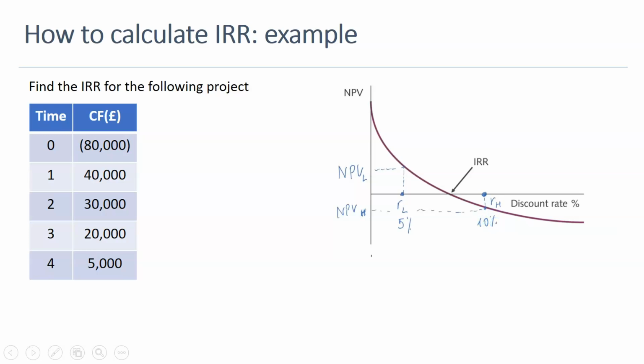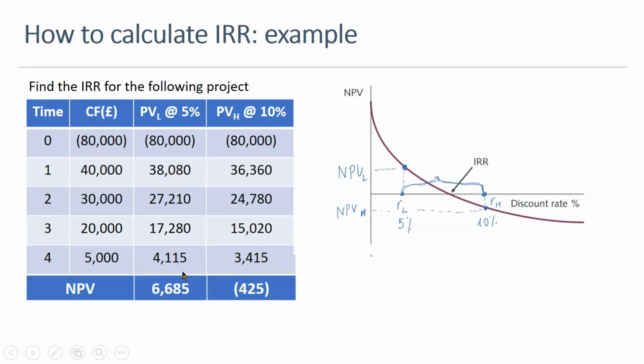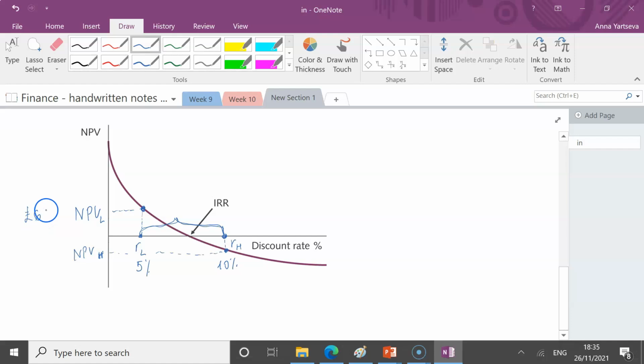Ideally, we need to select discount rates in such a way that at the low discount rate, net present value is positive, and at the high discount rate, it is negative, because we're trying to identify this intersection. We're trying to find the area where net present value turns from positive to negative. So we need to be located somewhere there. Let's calculate our present values. At 5%, the present value of each cash flow is shown here in the third column, and present value of each cash flow at 10% discount rate is shown in the last column. And if we add up all of these cash flows, we will get net present value, the location of our 2 points. So let's add this data to our diagram.